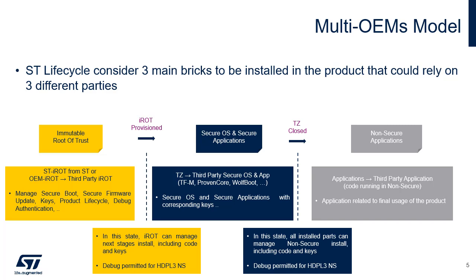Debug permissions are also reduced all along the sequence. When IROT performs the handover to the secure OS, it also restricts the debug permissions to HDPL2 and non-secure. When secure OS performs the handover to the non-secure OS, it also restricts the debug permissions to HDPL3 non-secure.